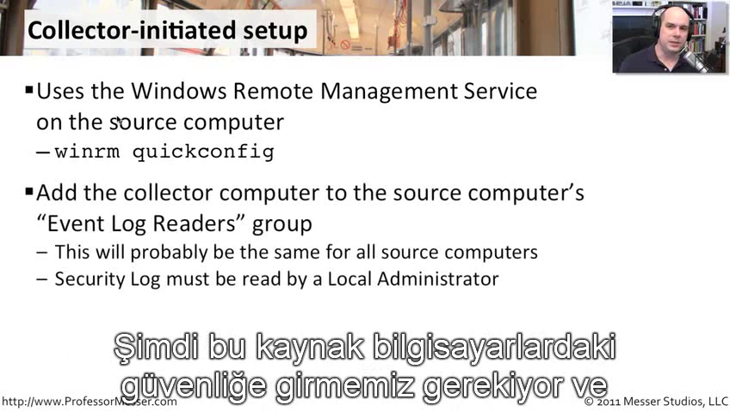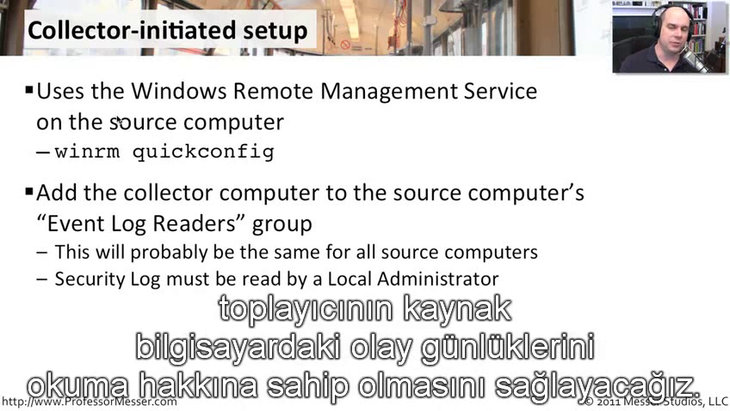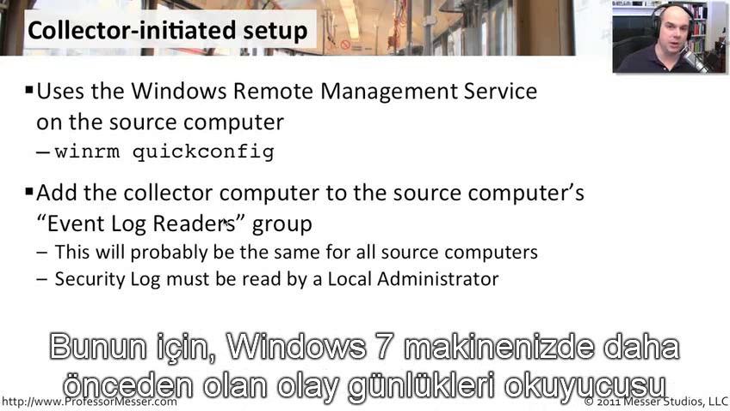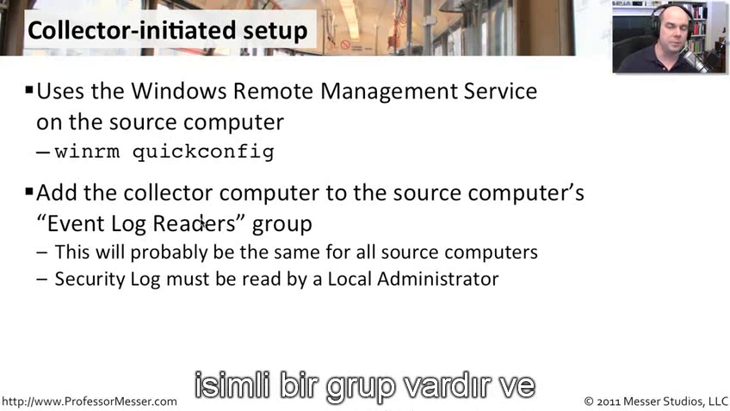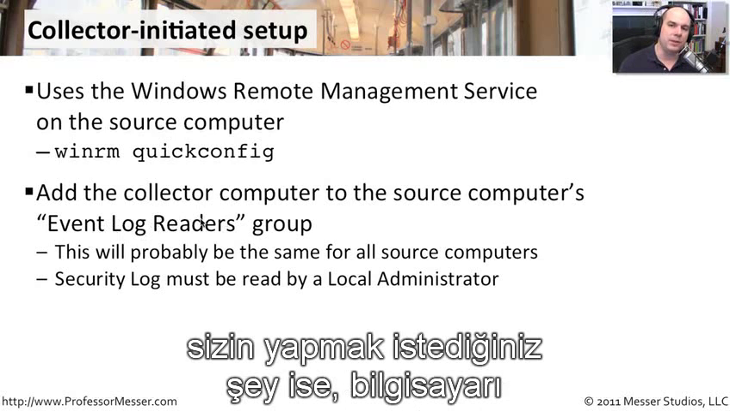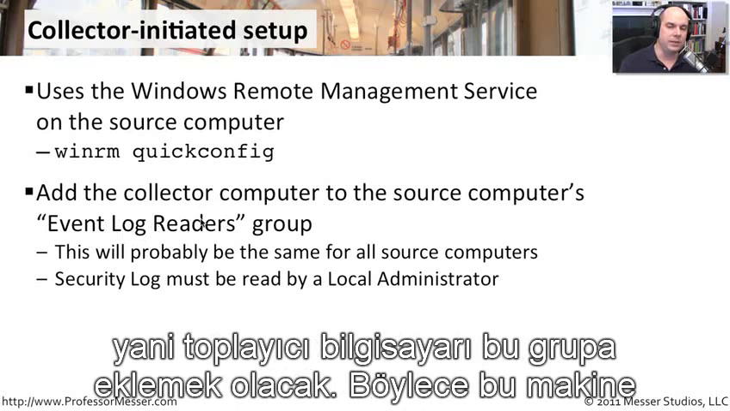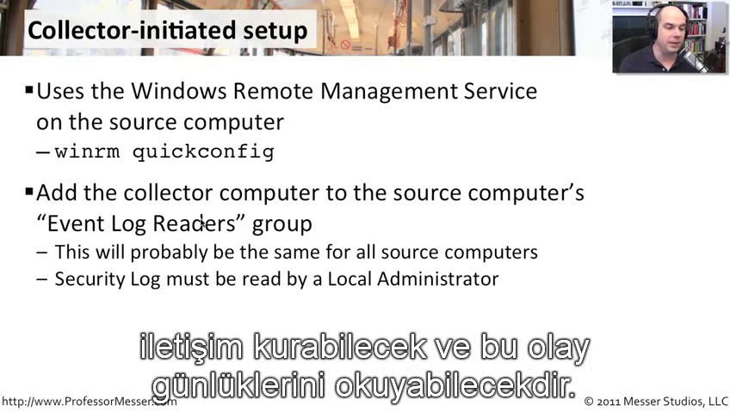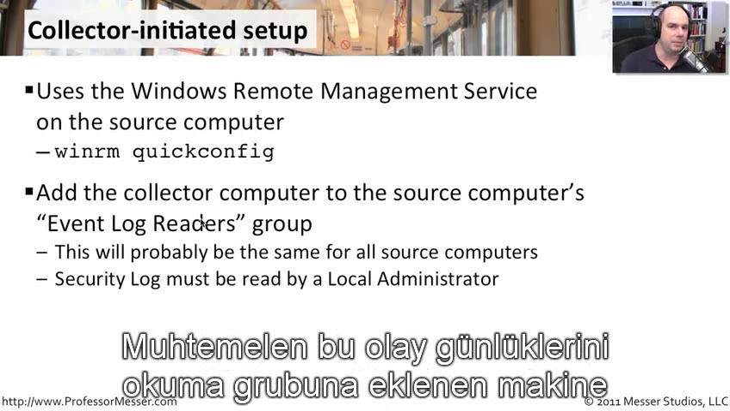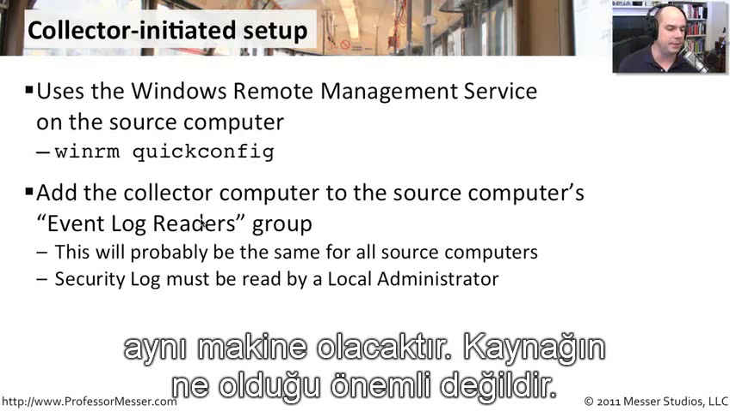Now we need to go into the security on that source computer and make sure that the collector has rights to read the event log that's on that machine. There is a group that is already on your Windows 7 machine called the Event Log Readers group. What you'll want to do is add the computer that is the collector into this particular group. And now that machine is going to be able to communicate and read those event logs. It's probably going to be the same machine being added to that Event Log Readers group, no matter what the source happens to be.